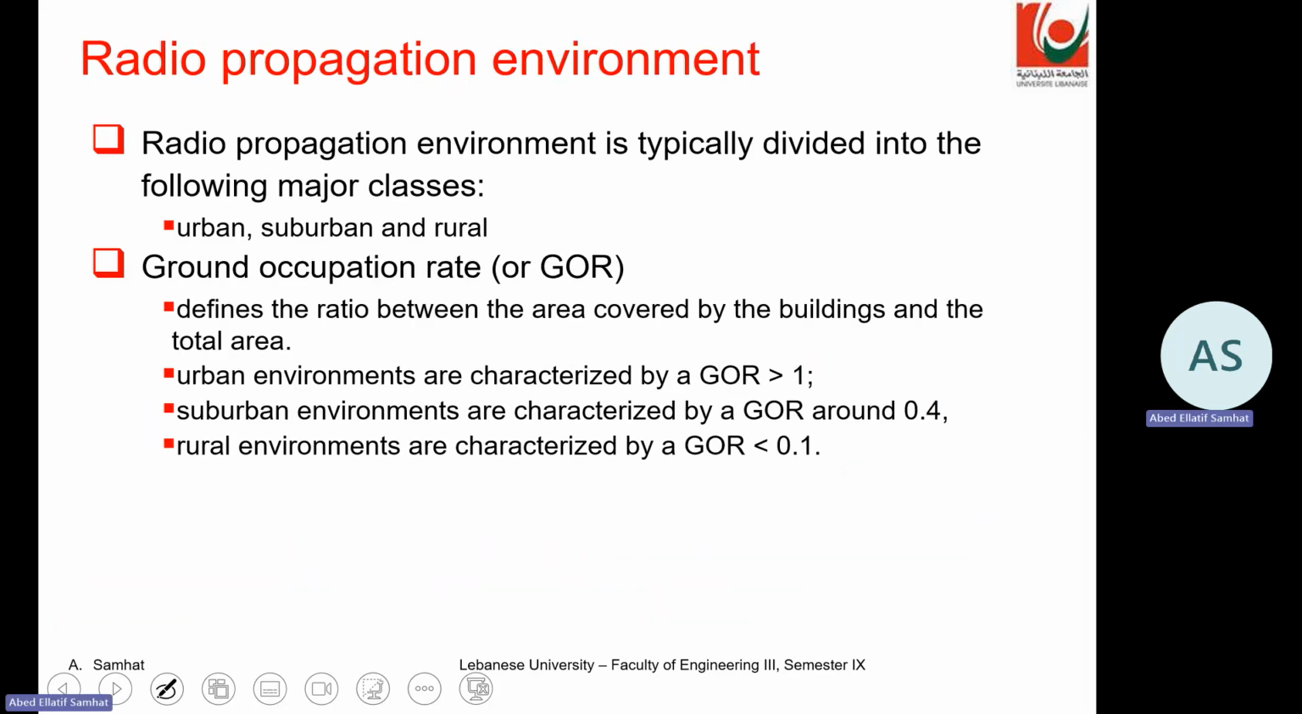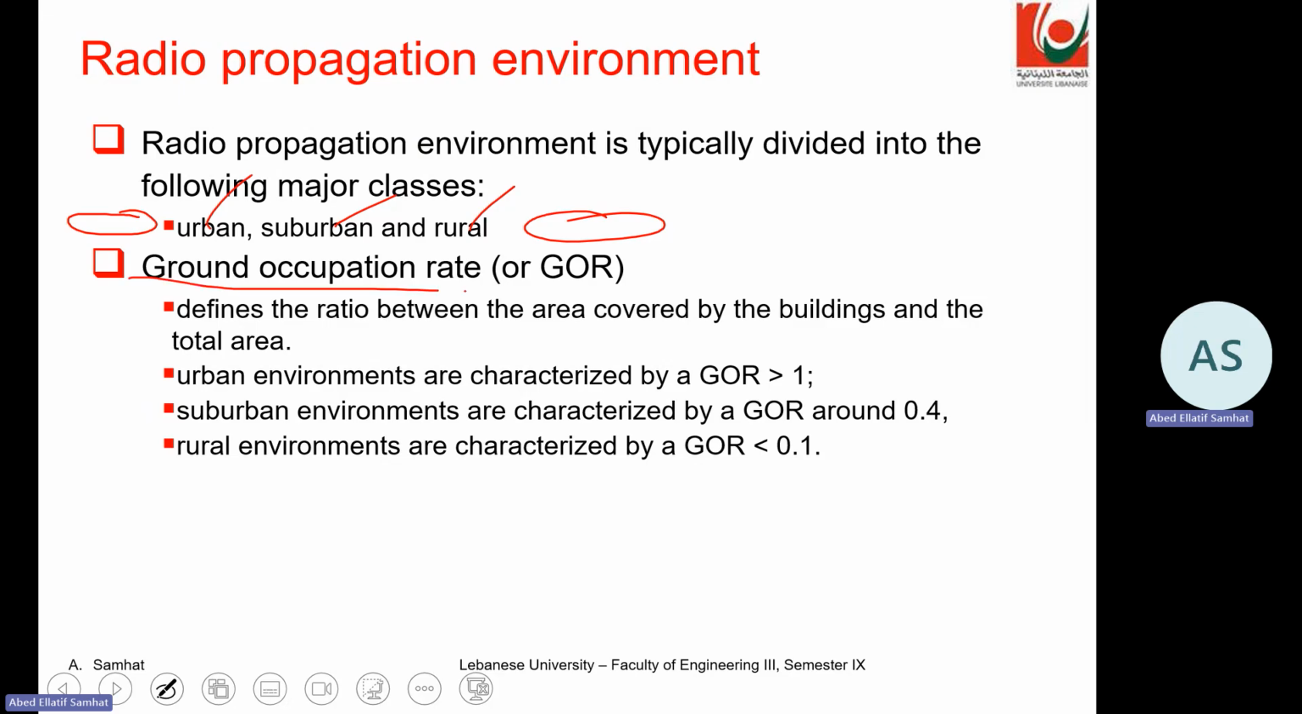And we continue with the radio propagation environment, and it's typically divided into different classes: urban, suburban, and rural. It's according to the population and the occupation of the ground. We could have another one, which is urban dense here, where there is a lot of occupation, and we could have also one here, which is really rural, with little occupation.